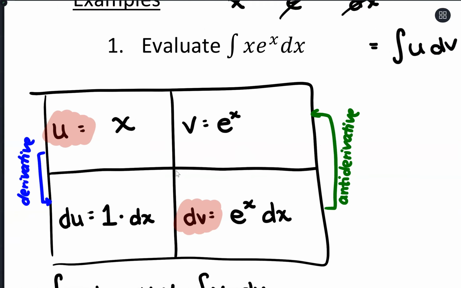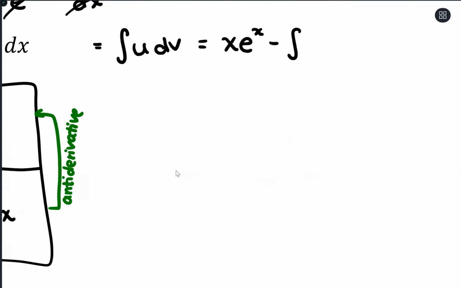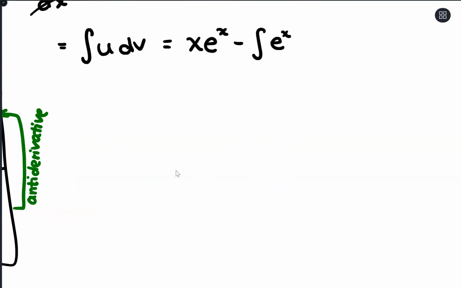So u times v, so we're going to have x times e to the x minus the antiderivative of v du. So v is e to the x, du is 1 times dx, and then our last piece is just to simplify that last antiderivative. So we have this x e to the x minus the antiderivative of e to the x dx, which is just e to the x. And then this is indefinite, so we're going to have a plus c on the end there. But that'll do it. X times e to the x minus e to the x.